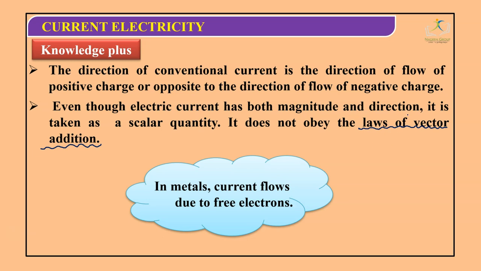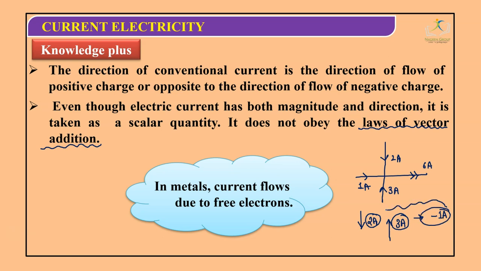Firstly, I just want to elaborate what the law of vector addition actually is. As you can see, if a current of 2 ampere passes from here, and again a current of 1 ampere passes from here, the total current will be 3 ampere. But according to vector addition, if one quantity is 2 ampere and the other directed quantity is in the opposite direction, the resultant will be minus 1 ampere.